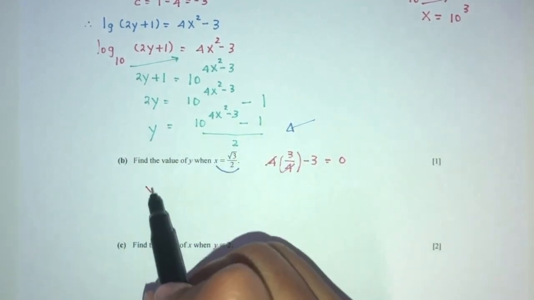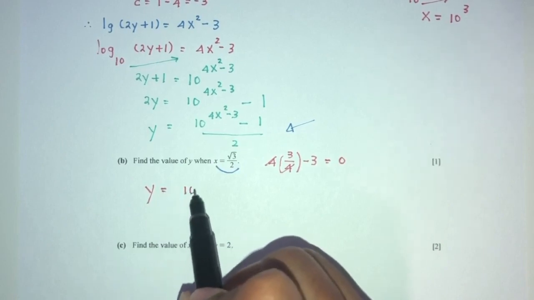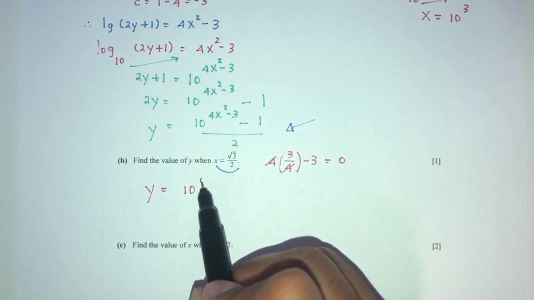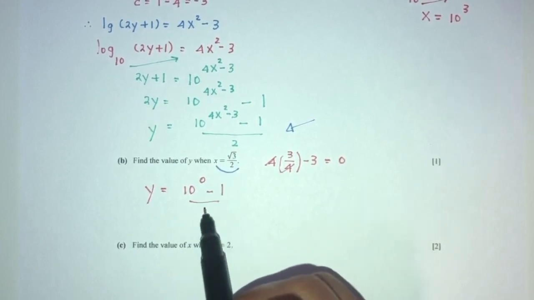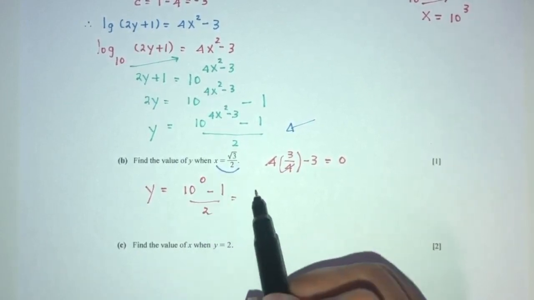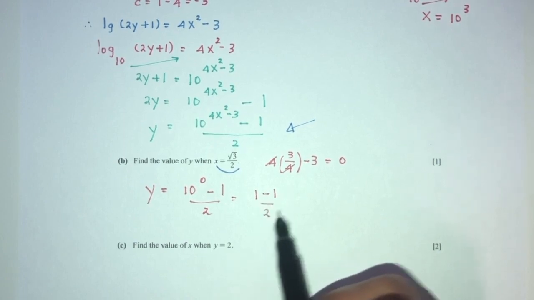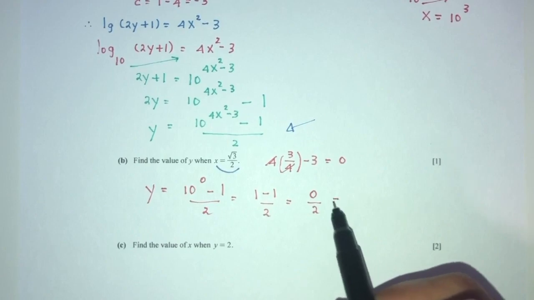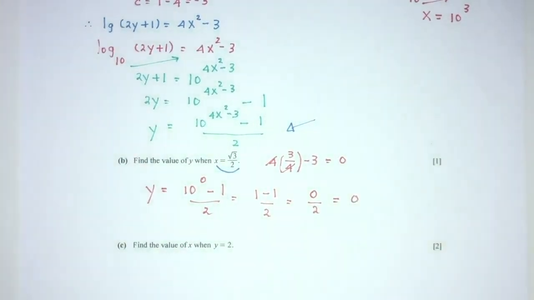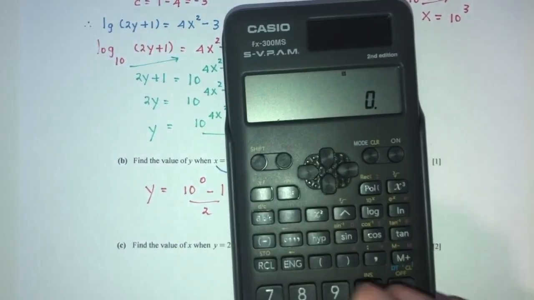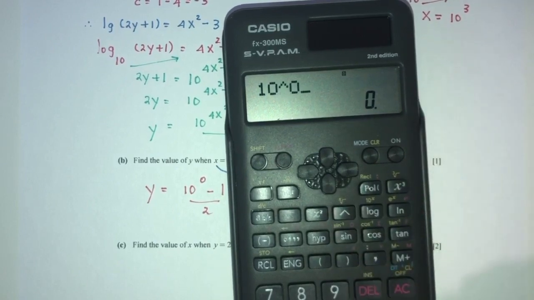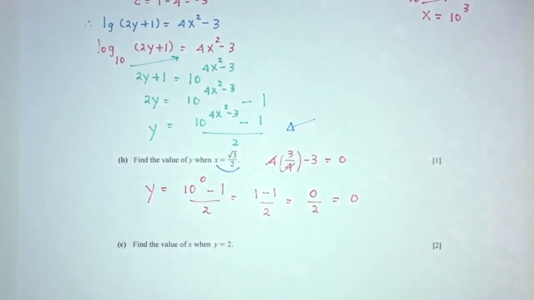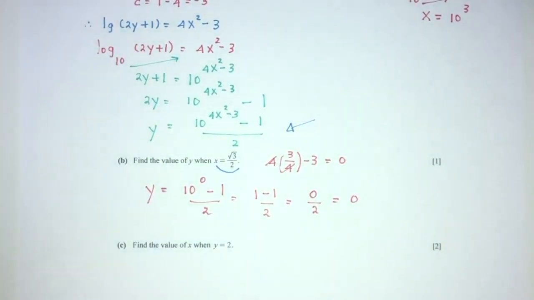So replace, you have y is equal to 10 power what? So this became 0, minus 1, over 2. Now anything power 0 is 1, minus 1 over 2. So 1 minus 1 is 0 over 2. So that value will be 0. Now you can always check, right? So what is something power 0? So let's say 10 power 0 should be 1. Okay, so confirmed. Anything power 0 should be 1. That is part B of your question.